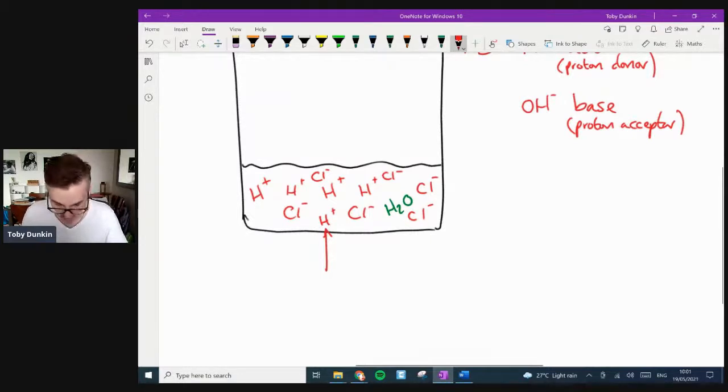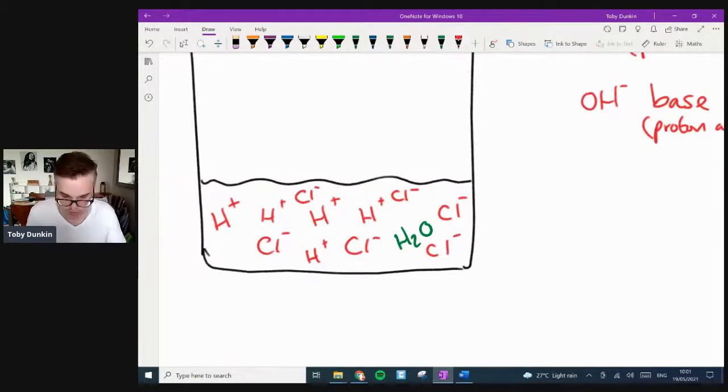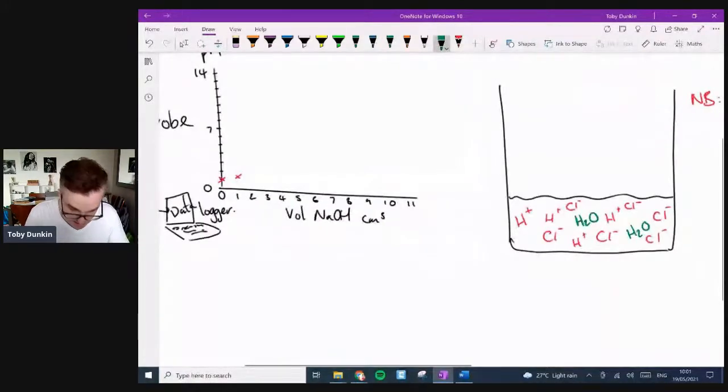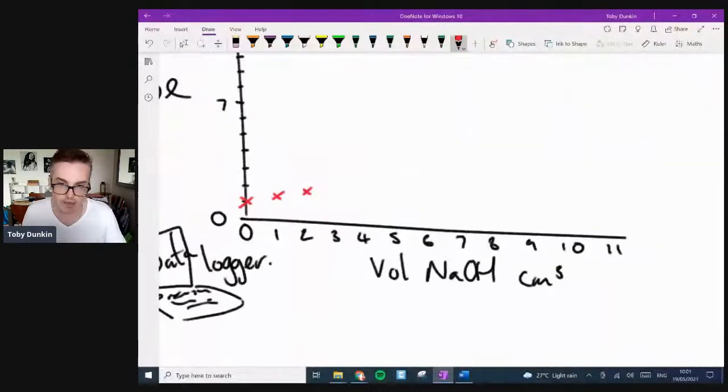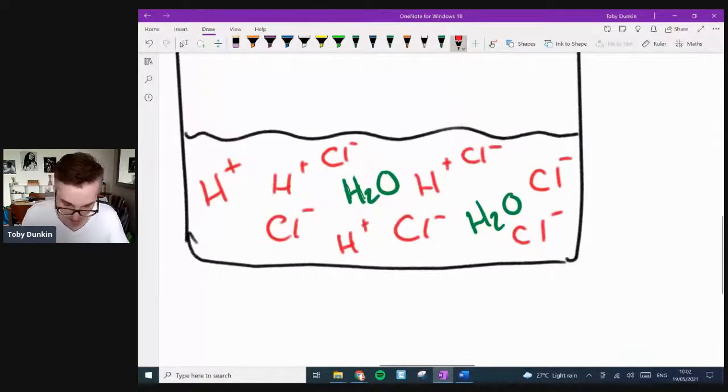So the first reaction goes in and becomes water. We now add a second drop of OH minus. Look what happens. The second OH minus cancels out another H plus, and that also becomes water. There are still loads of H pluses, which means it's still very acidic. It's going up a little bit because it's becoming more dilute, but it's not changing by much. Let's keep going. We add another drop of OH minus.